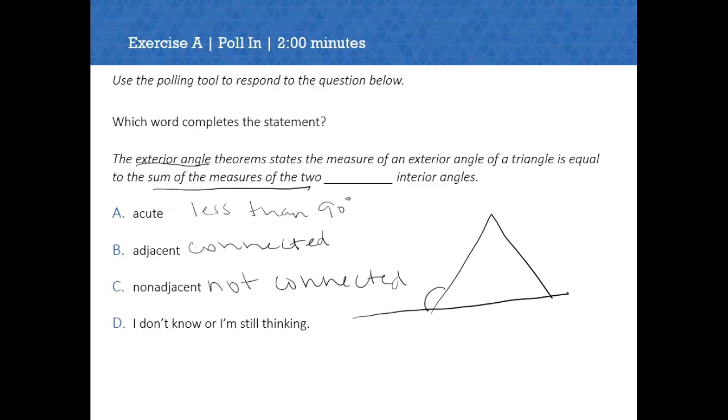So if we were to look at a triangle, and we talk about this exterior angle, and let's call this A, B, C. The exterior is the sum of B plus C. Those are not connected, so that's the non-adjacent.